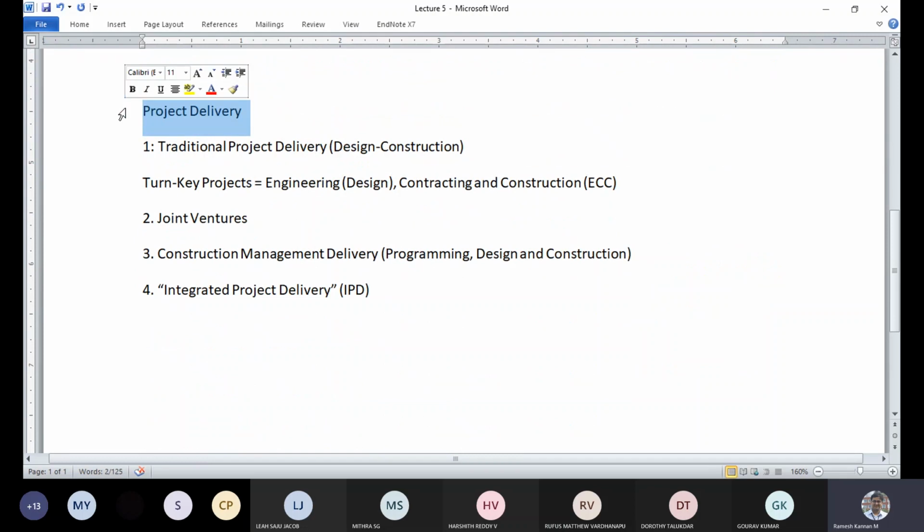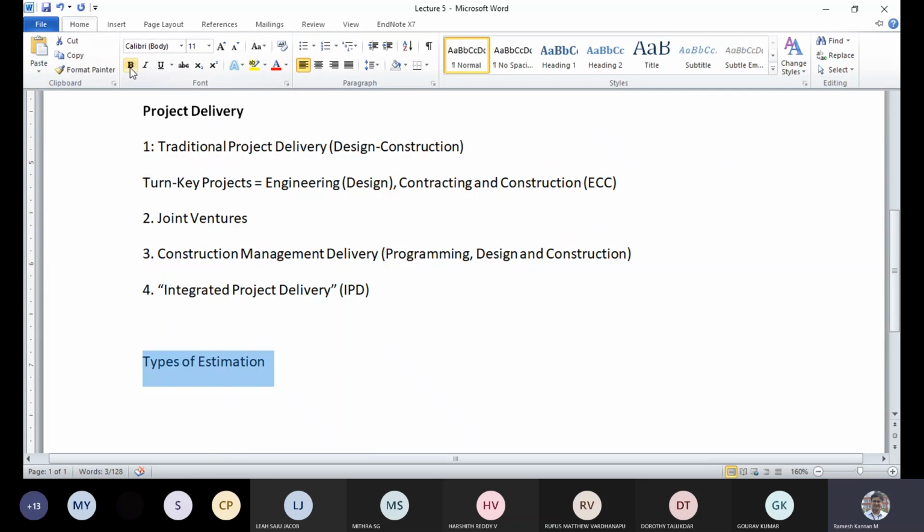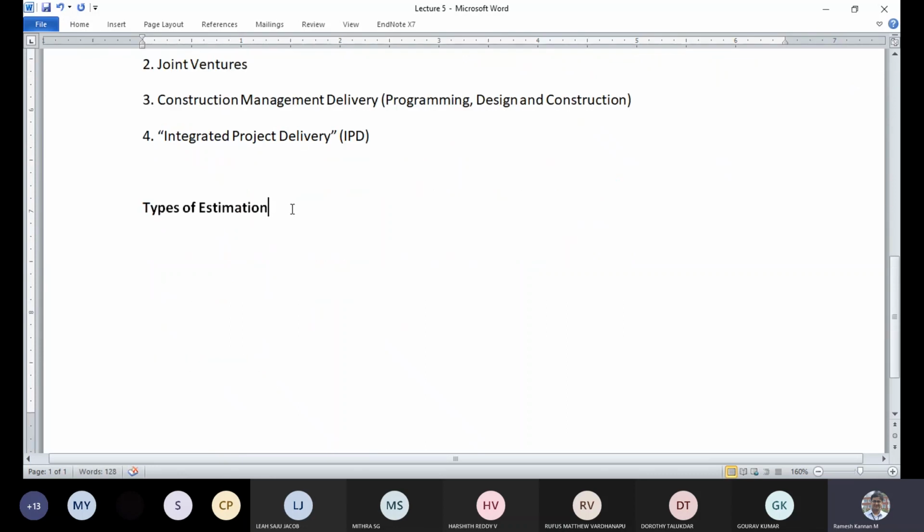And then you should know about project delivery mechanism. And then the final portion of today is the estimate, or type of estimate. We even gave you a quick overview of this, called preliminary and detail. So that's a type of estimate. And there are other estimates called supplementary estimate.